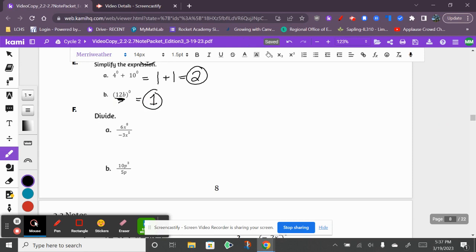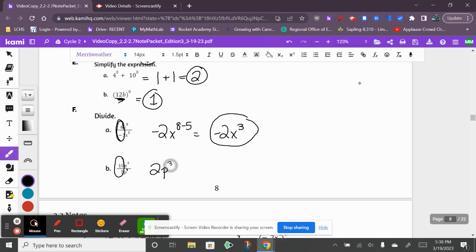For this part, we're going to divide the coefficients. So 6 divided by -3 will give us -2. And then we will subtract the exponents for the x terms. So this will be -2x to the third. And for the last one, same thing. We're going to divide the coefficients, so we get 2. And this is an invisible 1, so this will be p to the 3 minus 1, so we get 2p squared.